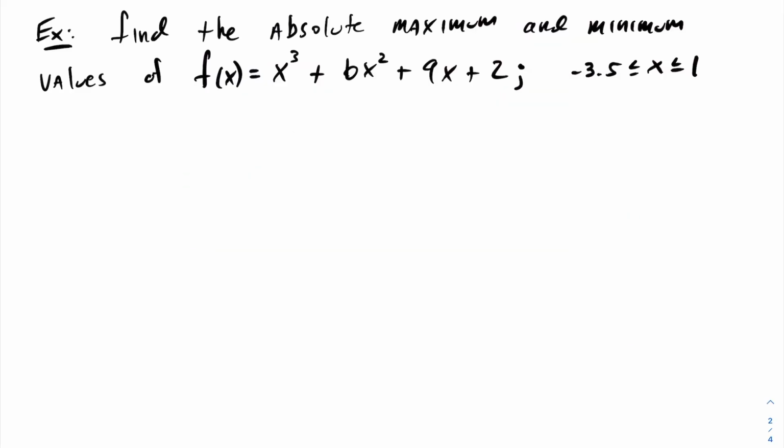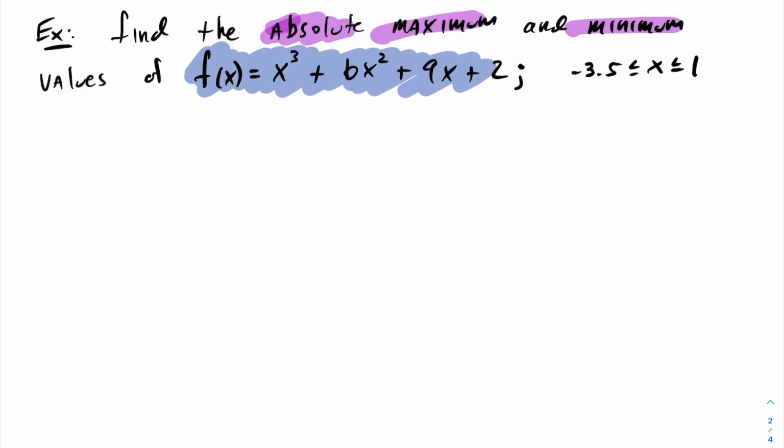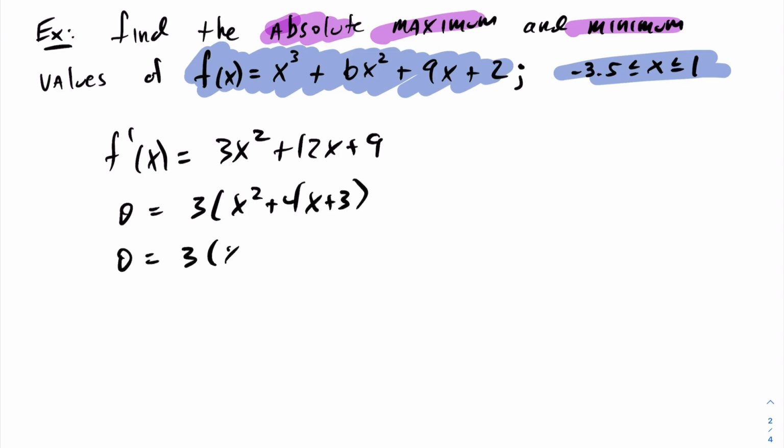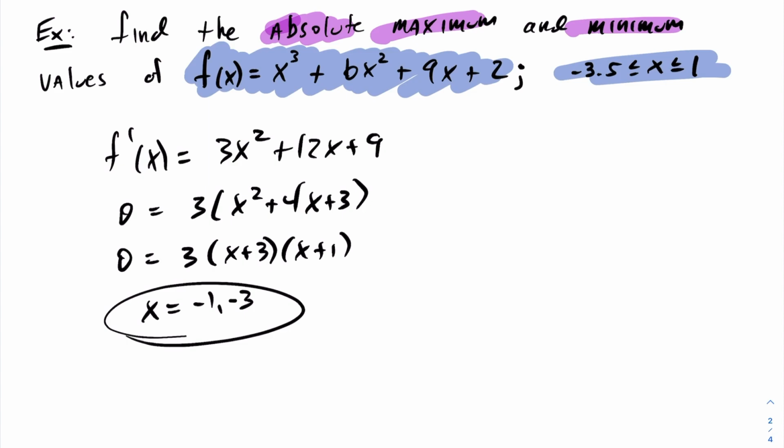For the first example, we're going to focus our attention on absolute maximum and absolute minimum first. They give us a function f of x, which looks like this, on this interval. If I want to find the absolute maximum and minimum, what we have to find is all the critical values. I'm going to take my first derivative, in which case we get 3x squared plus 12x plus 9. Setting this equal to 0, factoring out a 3 and doing a simple factoring on the inside, we find that x equals -1 and -3.